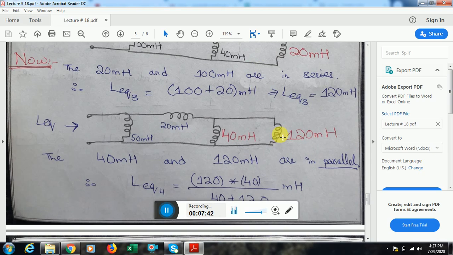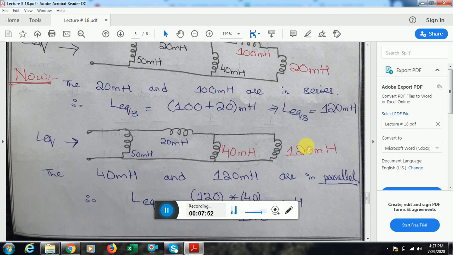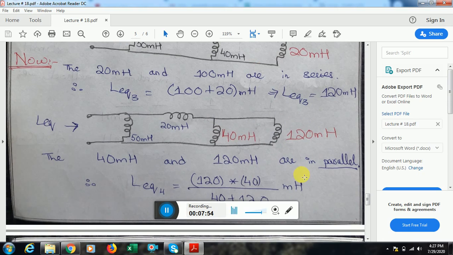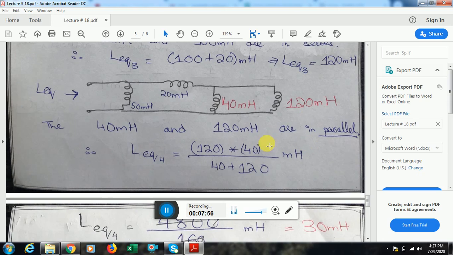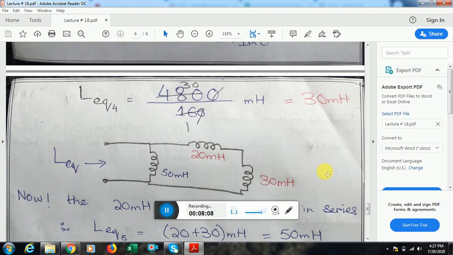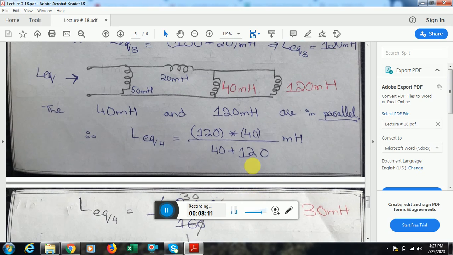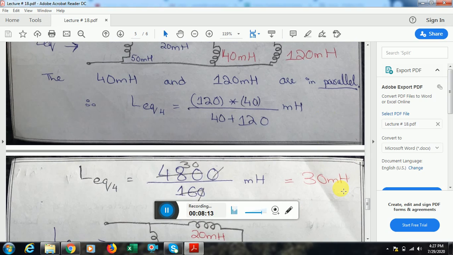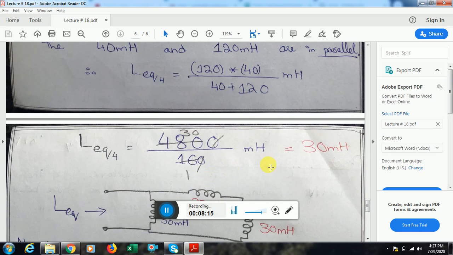Now in the new circuit, every time I'm making a new circuit to enhance understanding of this topic, this equivalent of 120 is in parallel to this 40 millihenry. Now we'll take the parallel equivalent, which is the product of these two values, 40 into 120, divided by the sum of these two, 40 plus 120. We get that this comes to 30 millihenry. Now the resultant circuit is this. I replace this combination by 30 millihenry. The circuit on the left side remains the same.